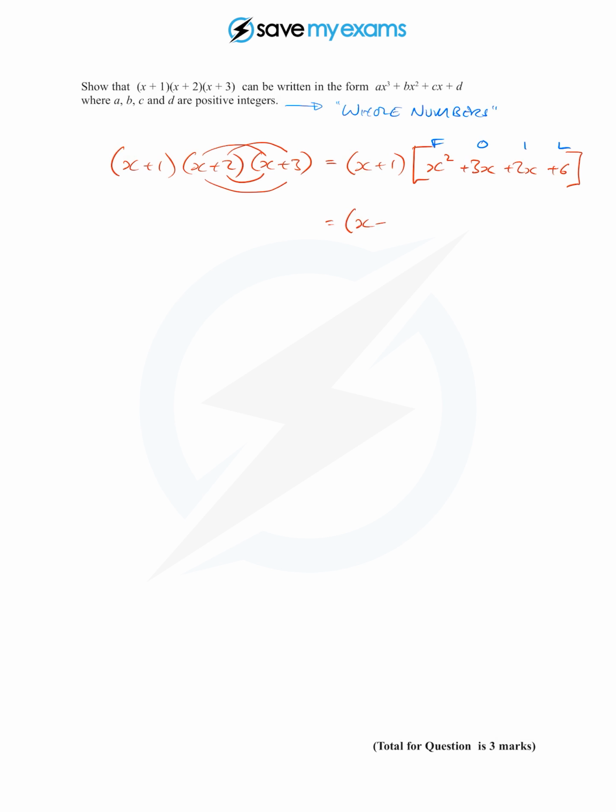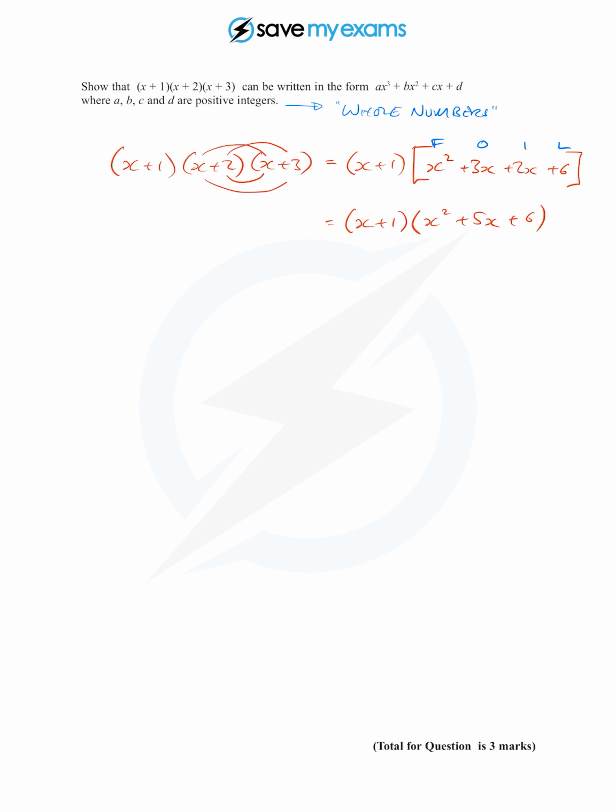Let's just simplify that a little bit. Okay, and we get, well, there's only 1x squared, so that's that. And 3x plus 2x is 5x. So let's simplify the 3x plus the 2x. And then there's just a plus 6 on the end.